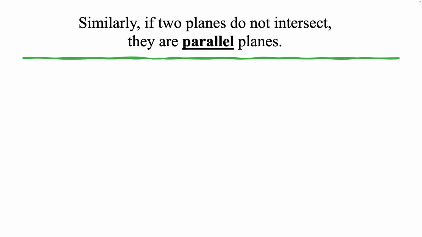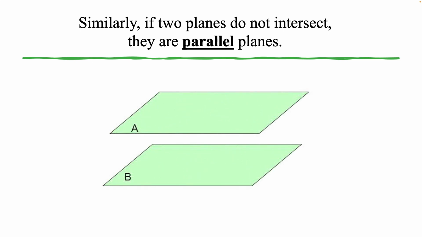Okay, similarly, two planes do not intersect if they are parallel planes. So here's a drawing of two parallel planes. You can think about a room, and the bottom plane would be the floor and the top plane would be the ceiling. So you can probably look down and up where you are right now and see two parallel planes.